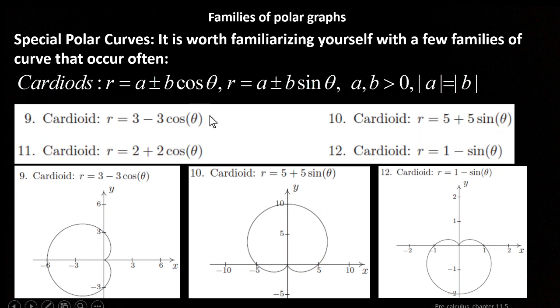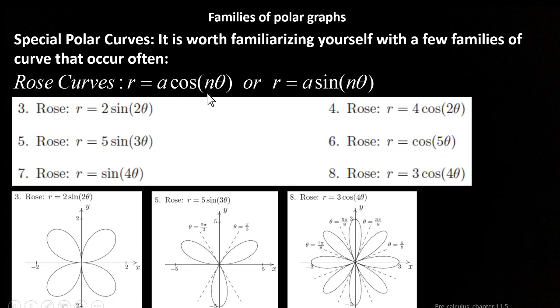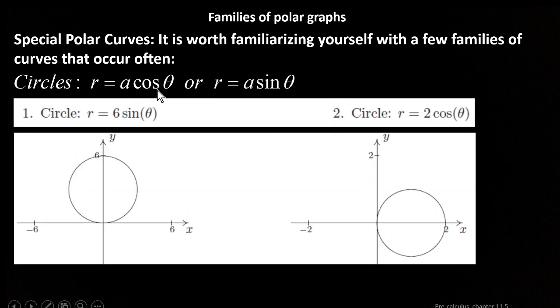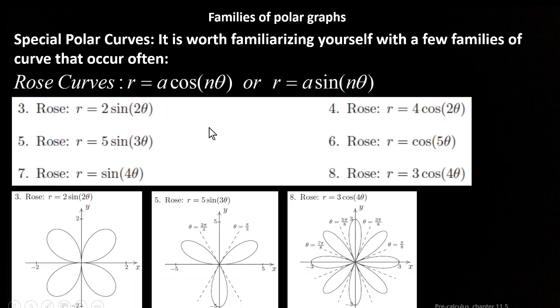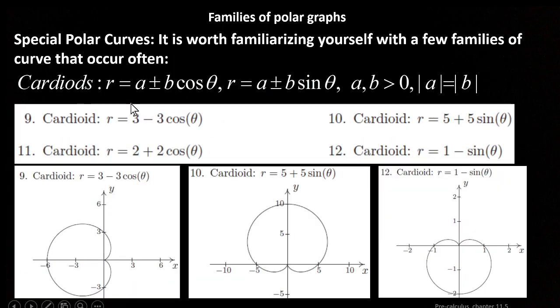Notice that here we have a cosine n theta and a sine n theta. Before we just had a cosine theta, a sine theta. Now, if you take this and add a constant to it, then we're going to get something called cardioids. They're cardioids if these two numbers are the same, in terms of absolute value. If they have the same value, then you get a heart shape.